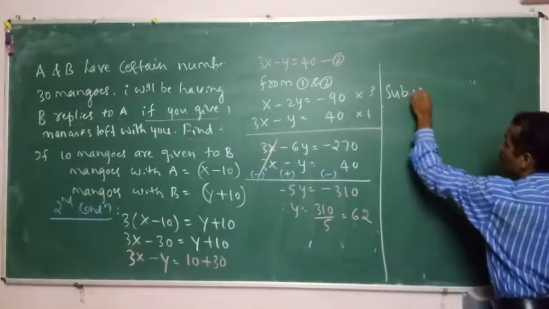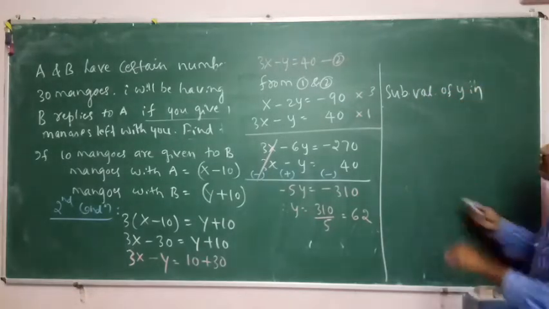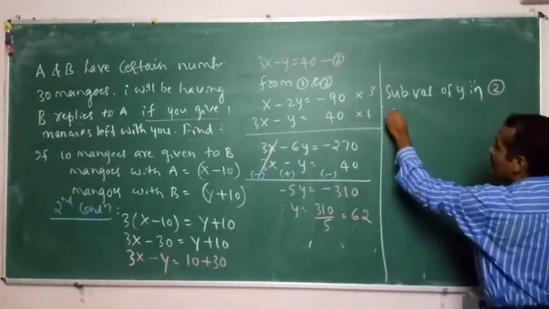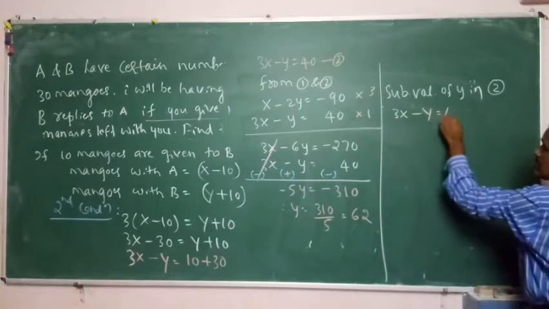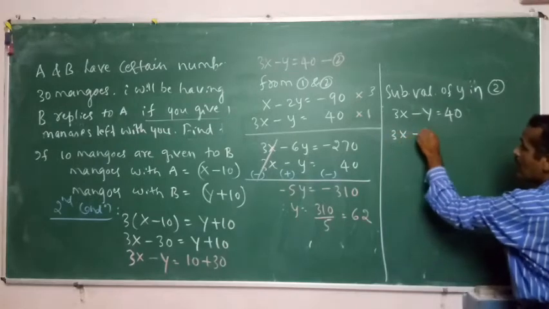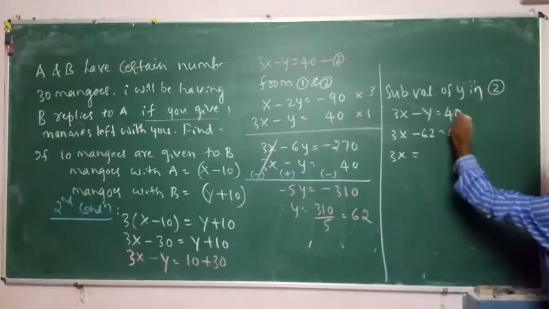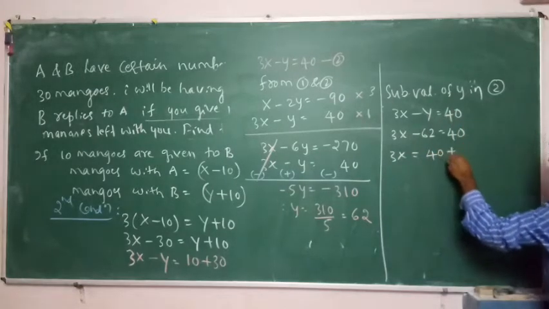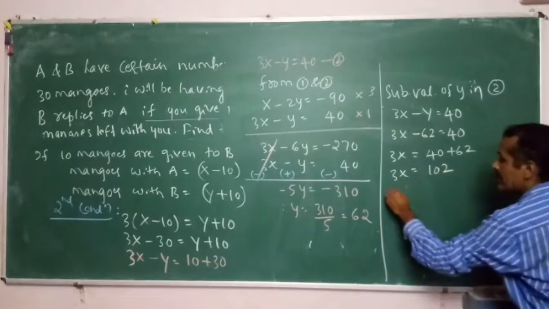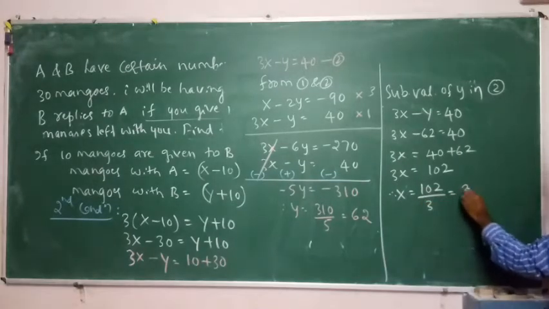Substitute the value of y in any one of the equations. In any one of the equations, I will substitute. 3x minus y is equal to 40 is the equation. y is equal to 62. 3x minus 62 is equal to 40. 3x is equal to 40 plus 62 on the RHS. 3x is equal to 102. Therefore, x is equal to 102 divided by 3. 3 threes are 9, 3 fours are 12.